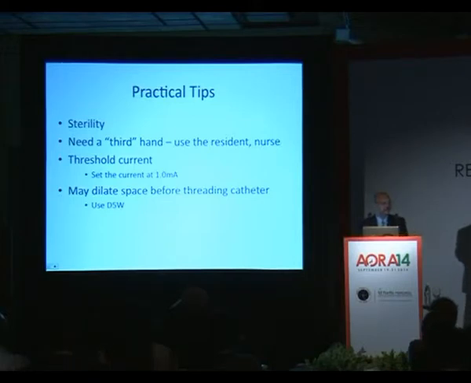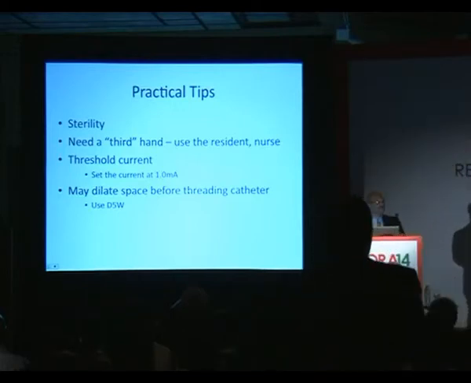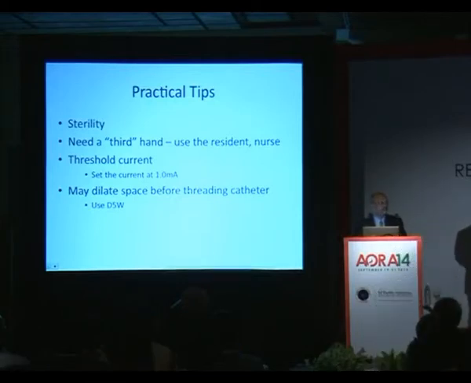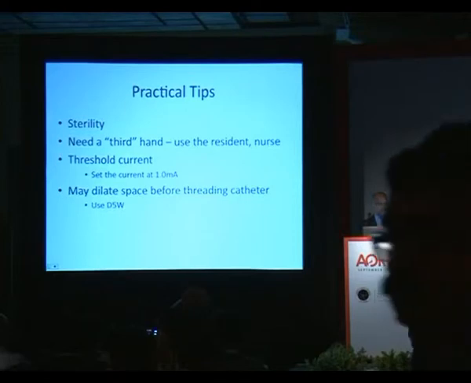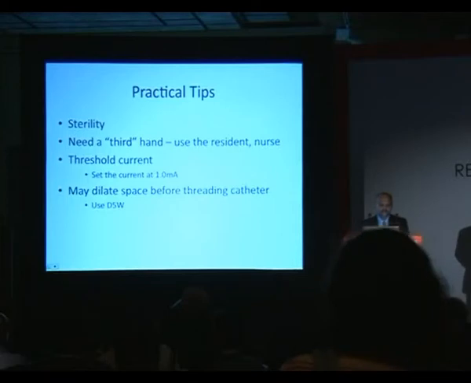In terms of threshold current, what we do is we set our nerve stimulator box to a current of 1 milliamp and then leave it. We don't touch it. We don't try to optimize our current to 0.5 or less. We just leave it at 1, and the needle as well as the catheter are inserted at 1 milliamp. We found that to be a reasonable compromise in terms of not wasting a lot of time trying to optimize the current at which you stimulate a motor response, and you can move rapidly through your steps.